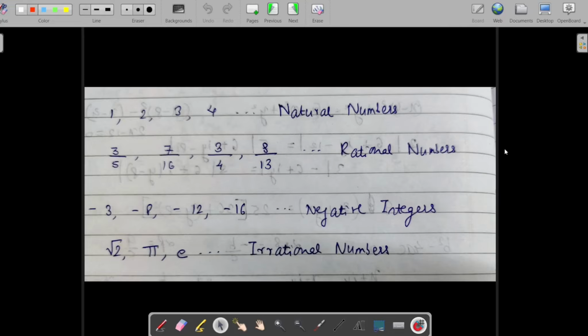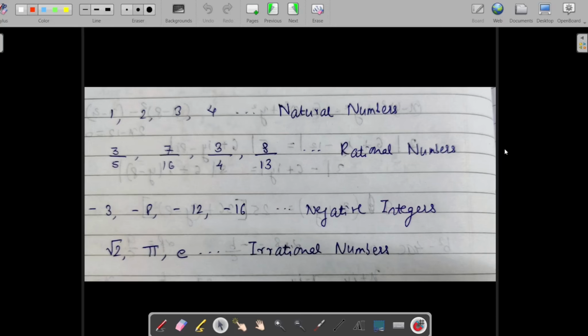Back then, you were just counting. You did not know that 1, 2, 3, 4, and so on are natural numbers. After a while, you are taught fractions in which you have numbers like 3 by 5, 7 by 16. You did not know back then, but these were actually rational numbers. Then we do not move directly to irrational numbers.